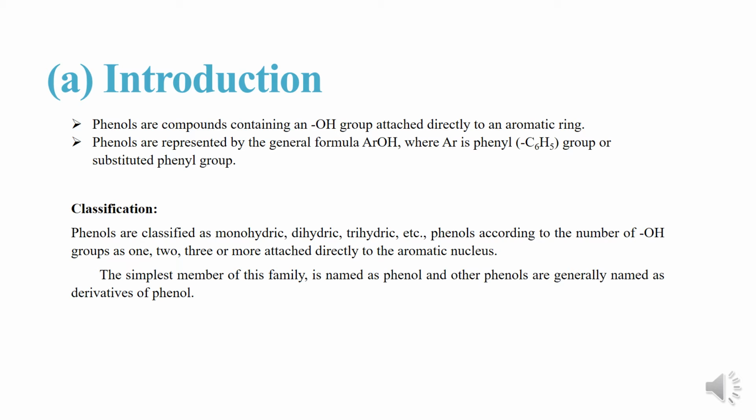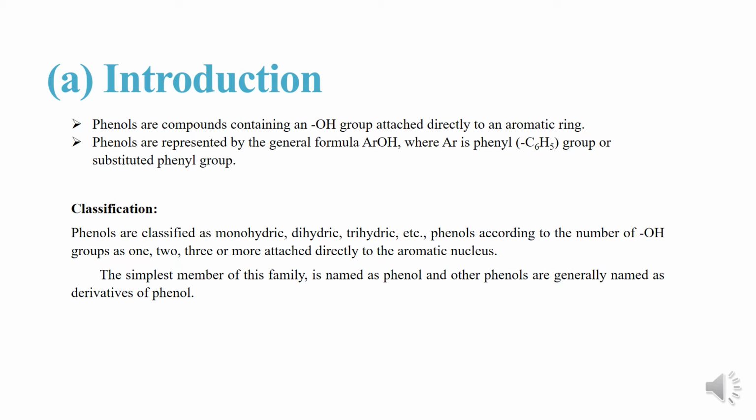Let me discuss the introduction to phenol. Phenols are compounds containing hydroxyl groups attached directly to an aromatic ring. Phenols are represented by the general formula ArOH, where Ar is a phenyl group, that means C6H5 group, or a substituted phenyl group. Substituted means, for example, a para-nitro substituted aromatic ring.